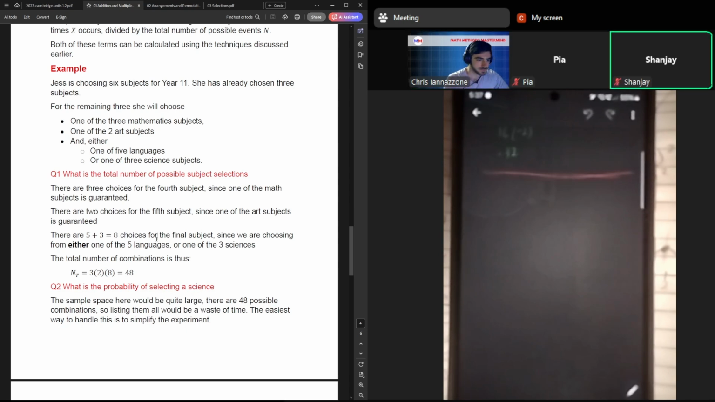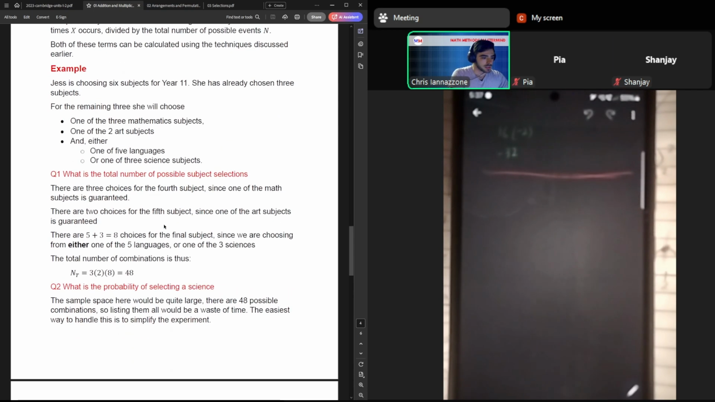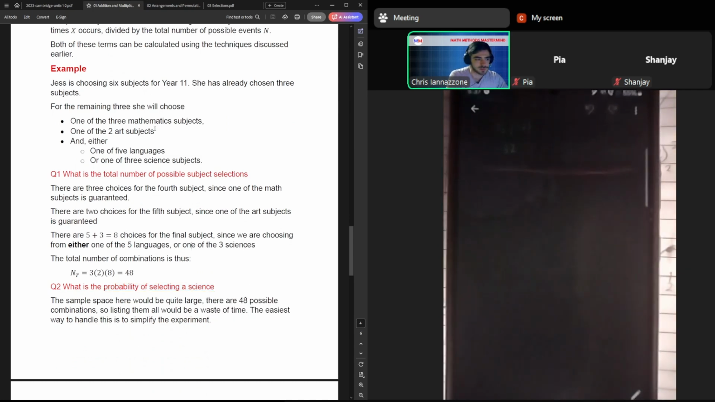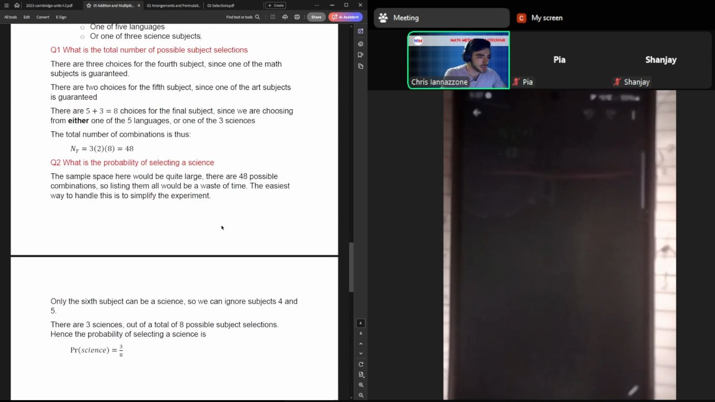Okay. So that gives you the total number of possible subject selections. We've used counting methods to figure out our n value. As far as the probability of selecting a science, well, we have our n, which is totally fine. That's our divisor. To find the probability of selecting a science, our x is just going to be the number of possible sciences. So 48 possible combinations. We're not going to list them all.